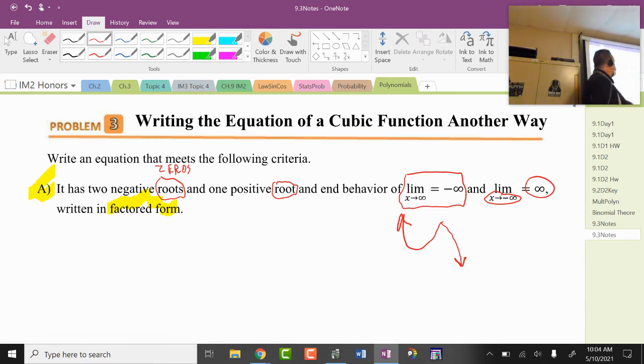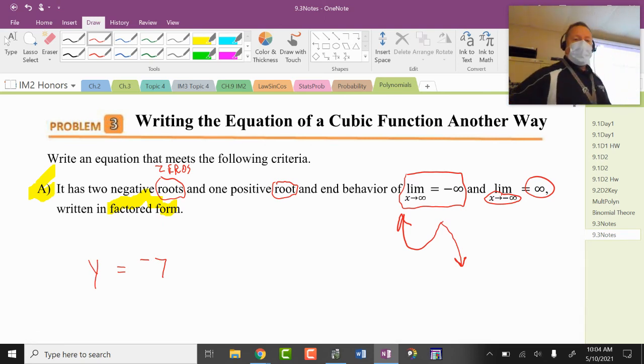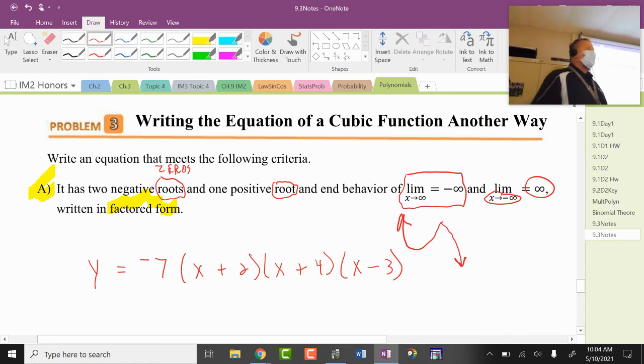So it has 2 negative roots and 1 positive root with this end behavior in factored form. Answers may vary. So y equals, pick a number. I don't care. 7 just popped in my head. So that's the leading coefficient, though, -7. I just made one up. 2 negative roots means I'd have 2 plus factors. So make up any number that you want. 1 positive root means I'd have a negative factor, or x minus 3. That means (3, 0) would be an x-intercept. And then that's it. It says factored form, so that's all we got to do.